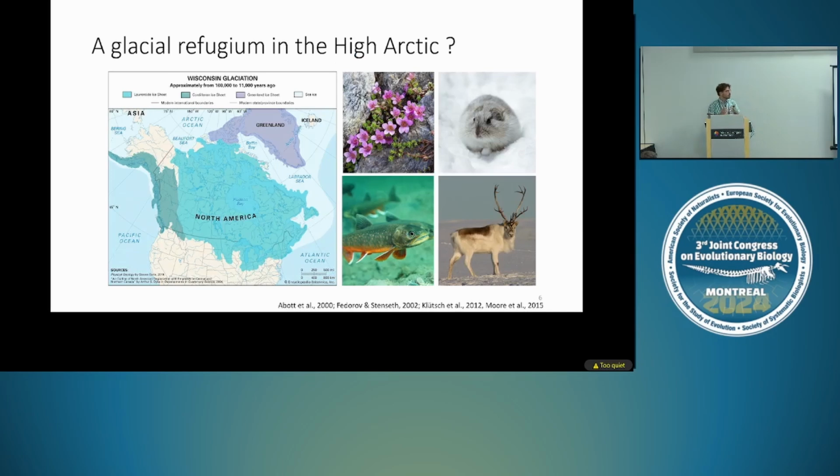And just before moving forward, I just want to shift a bit our expectations about glacial refugia when we are so high in the Arctic. So obviously we oftentimes think about glacial refugia at the south of the ice extent, but the ice didn't really reach all the Arctic, and there has been some evidence in different taxa that there might have been some cryptic refugia in the high Arctic.